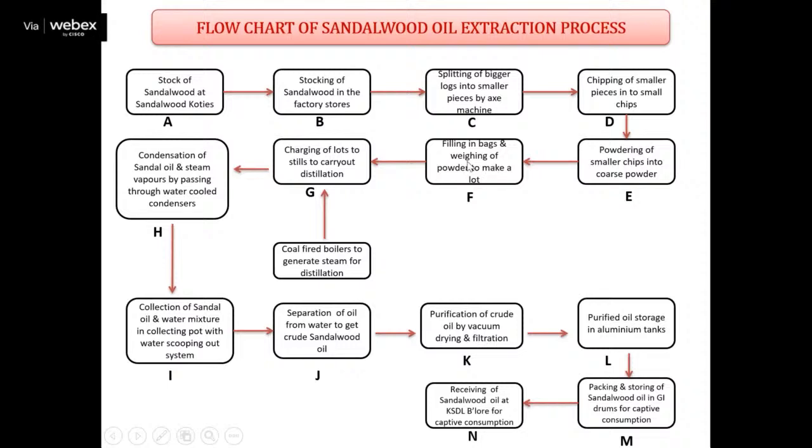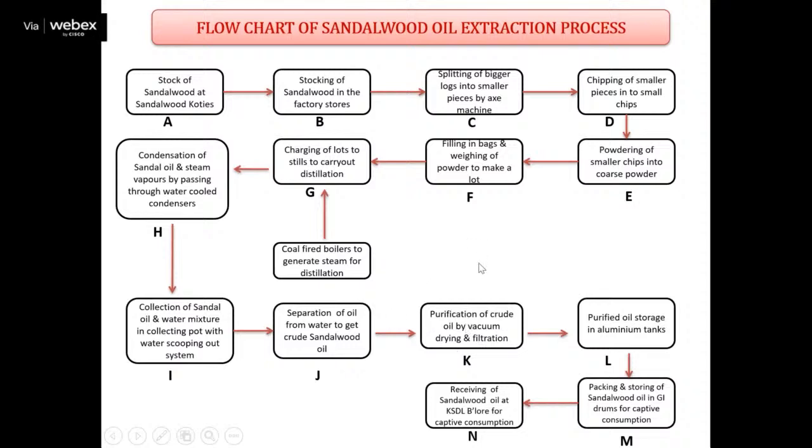This powdered sandalwood is then charged to stills for distillation, where steam is passed. During this steam distillation, sandalwood oil passes along with the steam, and a condenser is fitted to condense the sandalwood oil along with water. It condenses, and a sandalwood oil and water mixture is obtained. And in that stage, the separation of oil will be done. And this oil contains traces of some water.